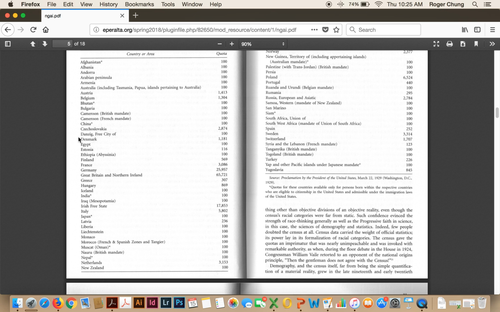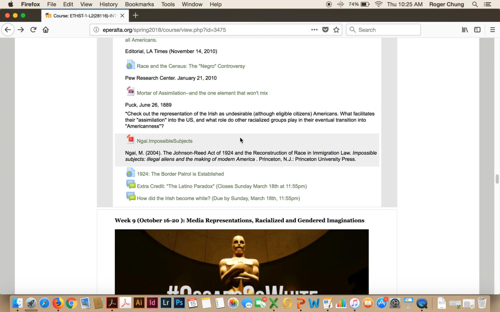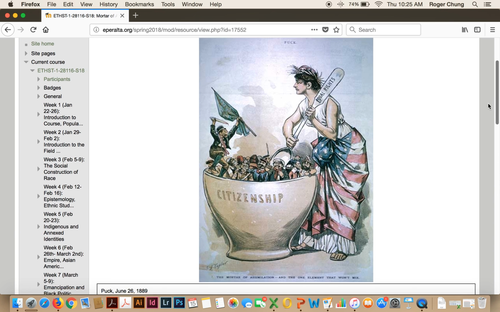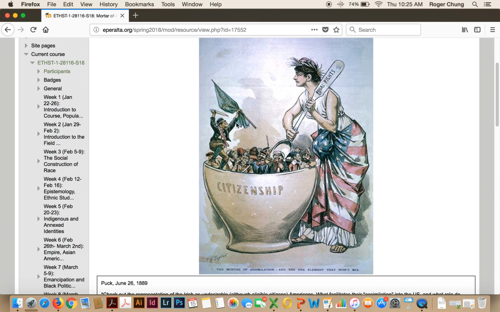The Irish, for example, if we go back into our weekly curriculum here and click on the Mortar of Assimilation. This was rendered in 1889, and it's a depiction of the ways that the Irish were thought of within the context of citizenship. You can see that they're drawn in ways that are animalistic and thought to not be assimilable into the quote-unquote mortar or the melting pot of assimilation. I want you to think about how the normalization of their immigration and the abnormalization of other groups' immigration quotas really help blend them into other European groups. Let's click back here.